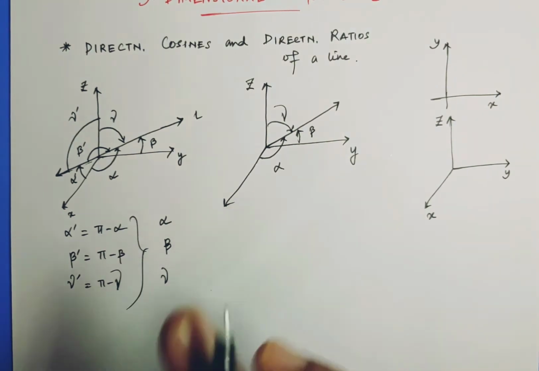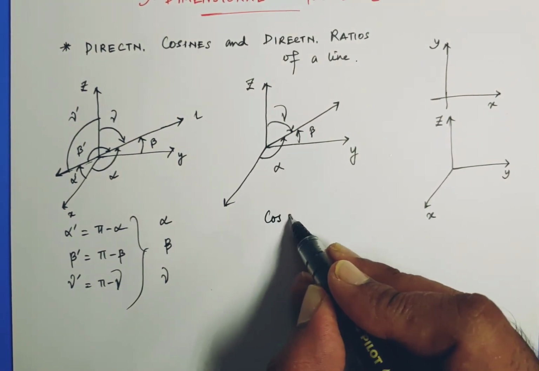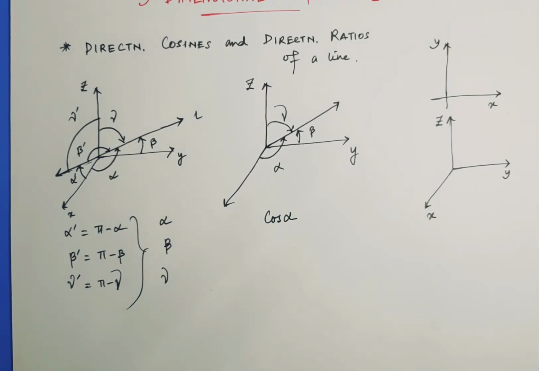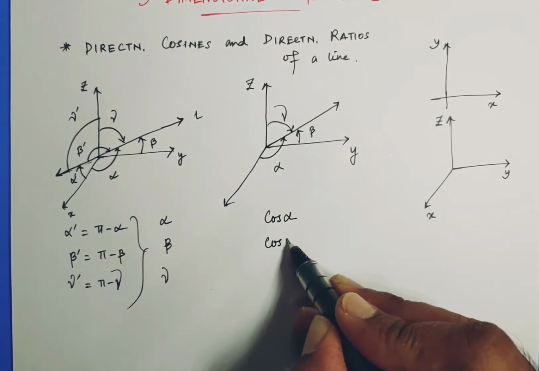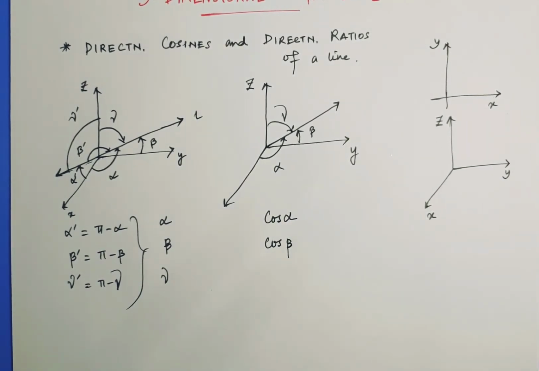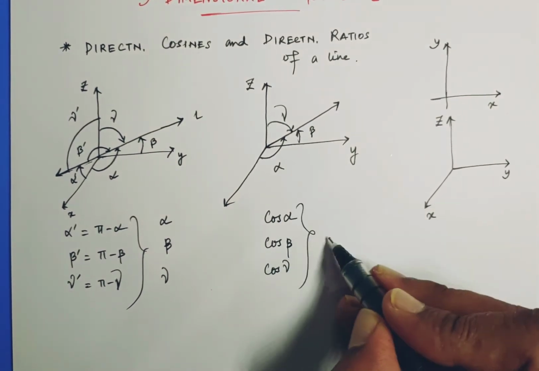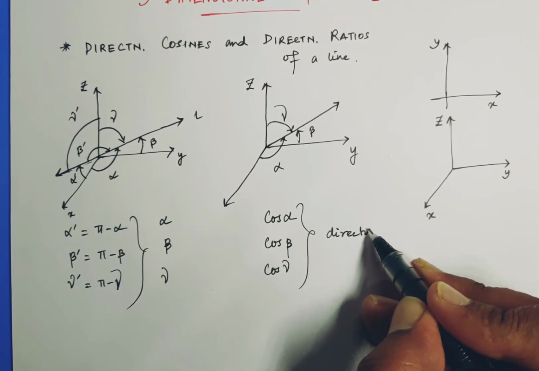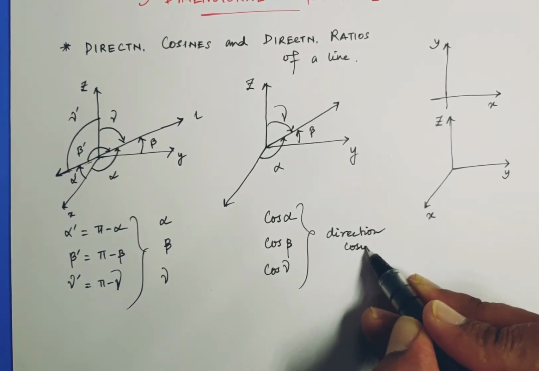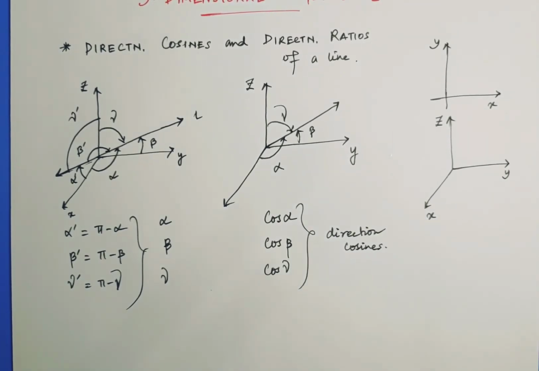So if alpha is a direction angle, then cos alpha is your direction cosine, cos beta is your direction cosine, and cos gamma is your direction cosine. So these three are the direction cosines. The cosines of the angles alpha, beta, gamma are known as direction cosines. Clear? So this is what we got. We got the idea of direction angles and direction cosines.